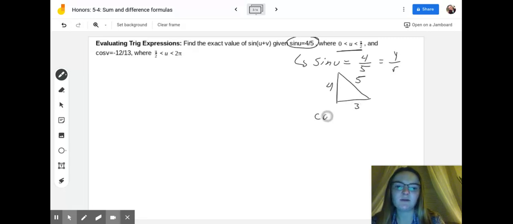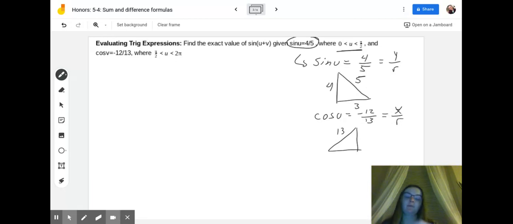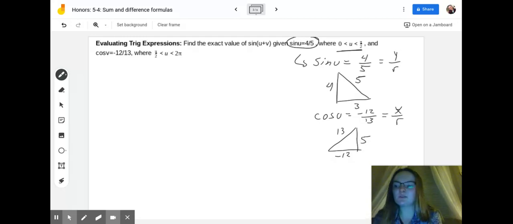Next one, cosine of v is equal to negative 12/13. Well, if I set up a triangle for that, in fact, this triangle is probably going to go the opposite way. I know that x is negative 12 and r is 13. So once again, all of our radiuses have to be positive. So negative 12. And it says that it's between pi over 2 and 2 pi, so we can assume that this one right here is going to be our positive 5, classic 12, 13, 5. All right, let's go ahead and use this information to apply the sum and difference formula.